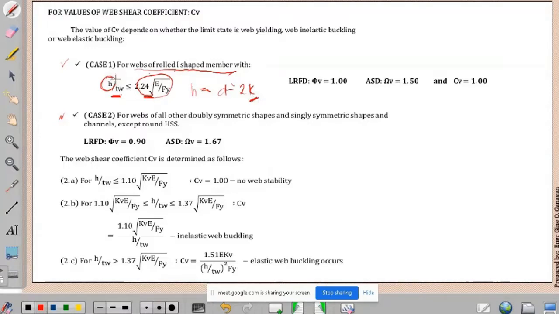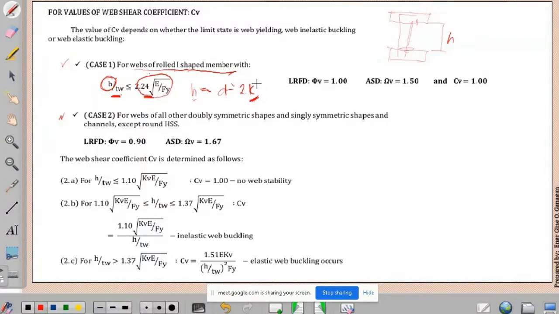For the h, pag build-up section naman, yung wala tayong k na given, yung h kasi natin is yung andito, di ba? Yung distance, clear distance. Ito yung h natin. So pagka build up, yung h natin, d minus 2 thickness of the flange. So pag standard section, rolled I shape, ang gagamitin natin for h is equal to d minus 2k. So yung k nasa steel properties natin yan, yung value ng k.